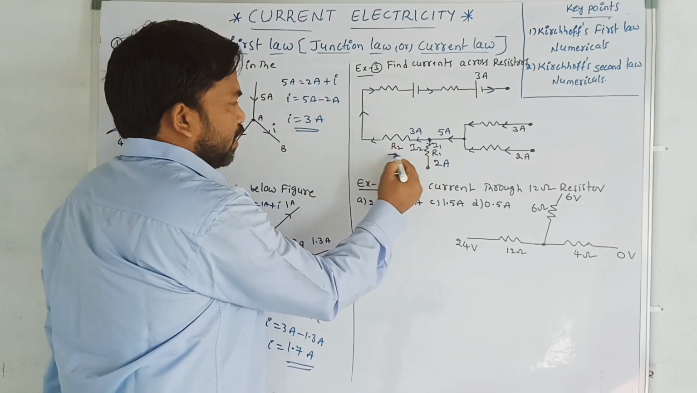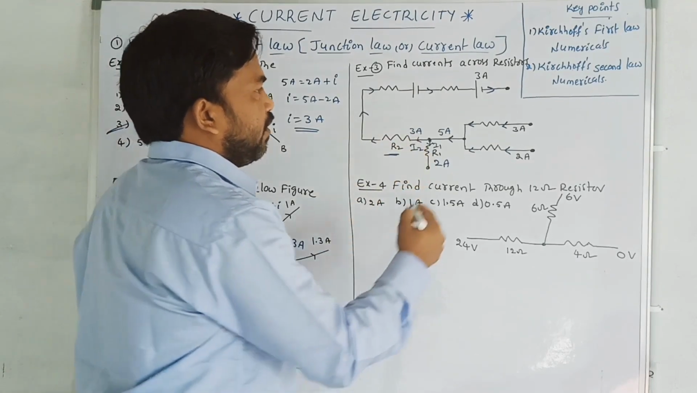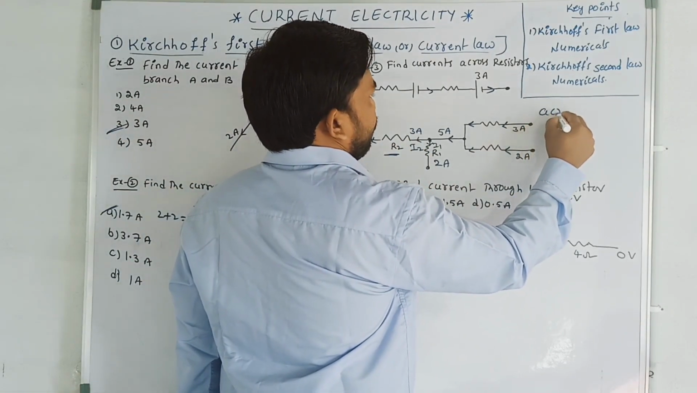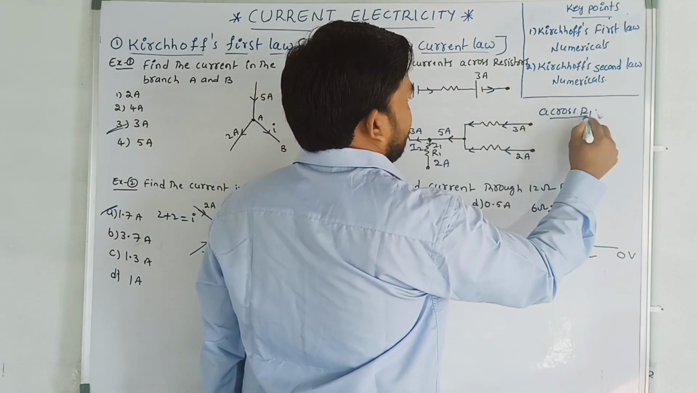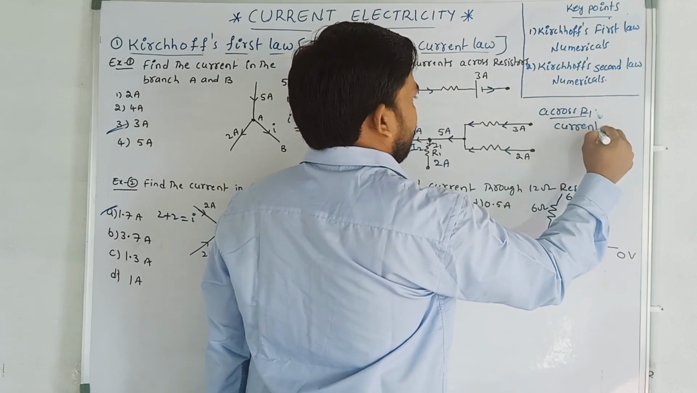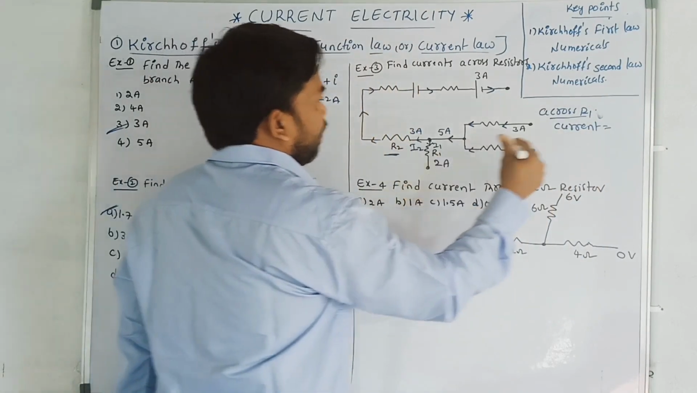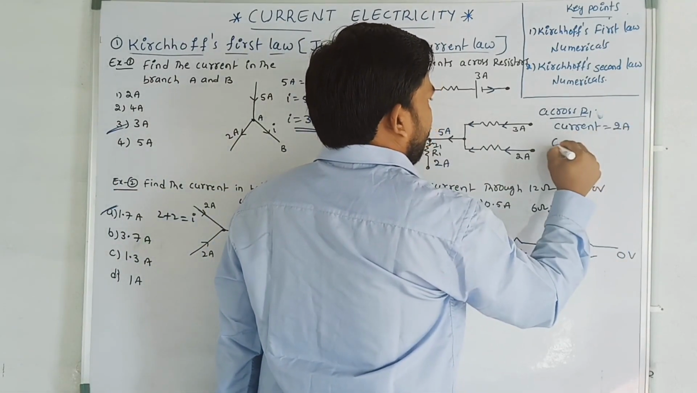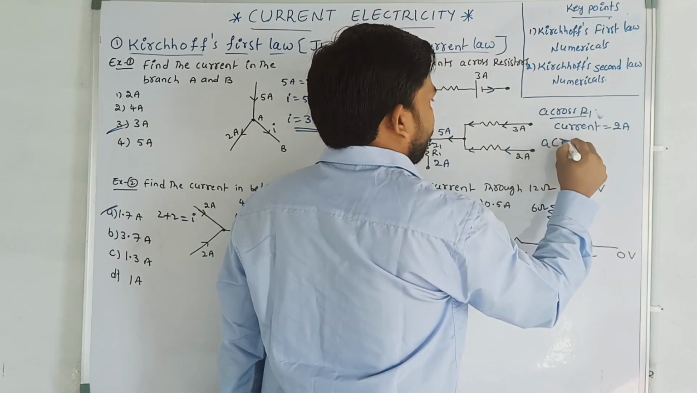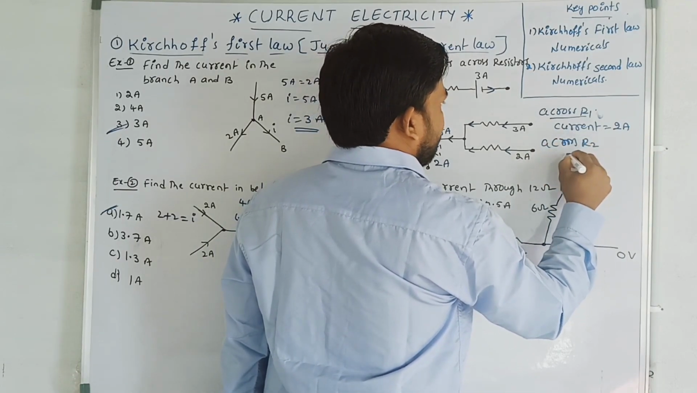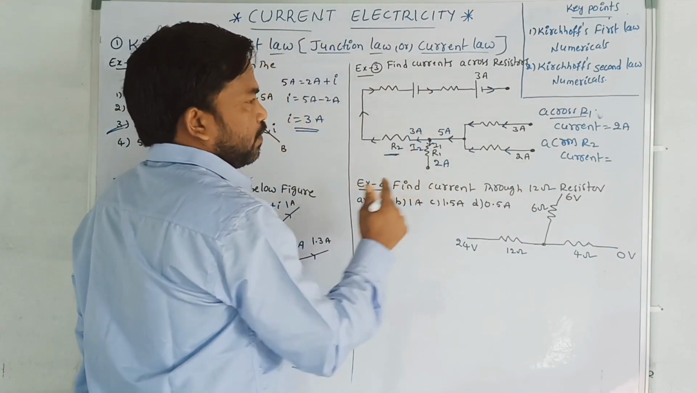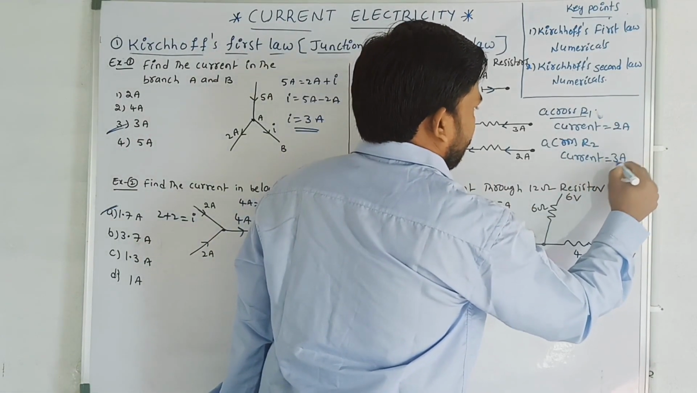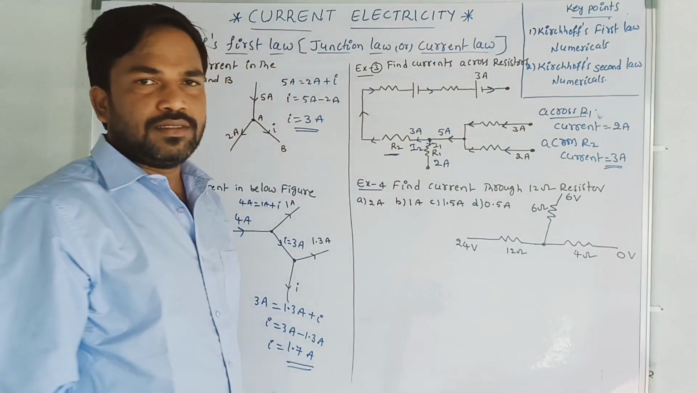Now across R2 how much current is going? 3 ampere. Therefore, across R1 the current is 2 ampere. Across R2, 3 ampere current is going. Okay, this is very easy.